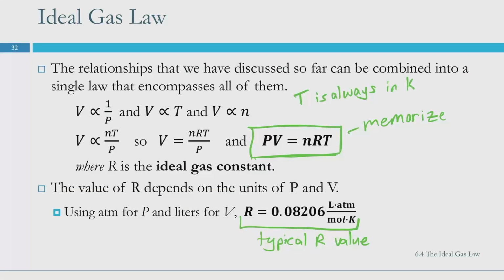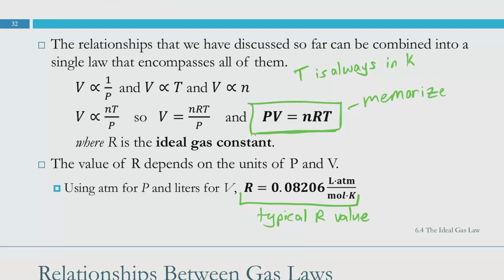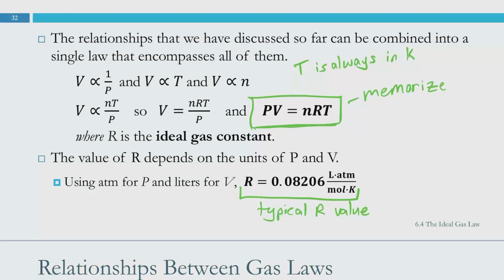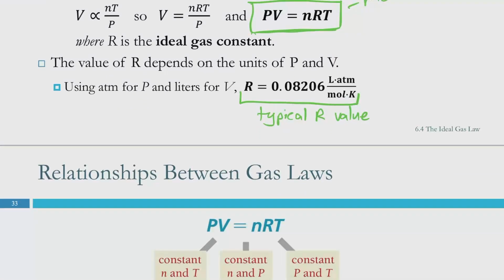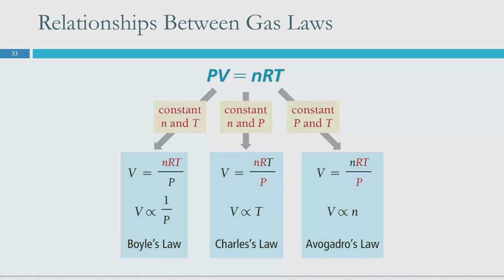We are typically going to be using this value. Sometimes you'll see this rounded off. You can also find versions with more significant figures if you're really concerned about your significant figures being limited by your ideal gas constant. Okay, so here is how we can come up with our other gas laws.